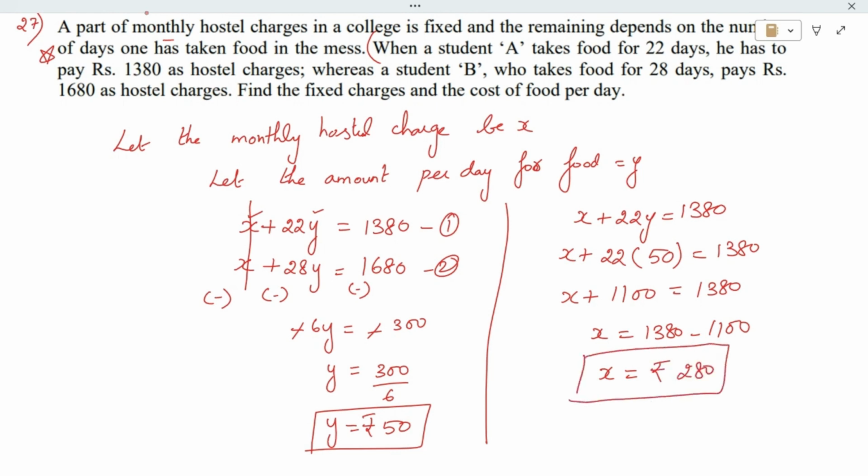So now I have to conclude: the fixed charges, that is x, is equal to rupees 280, and the cost of food per day, that is y, is equal to rupees 50.